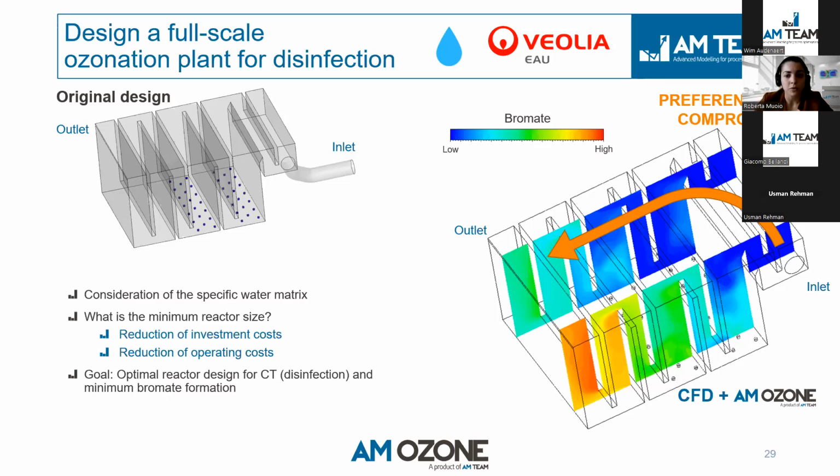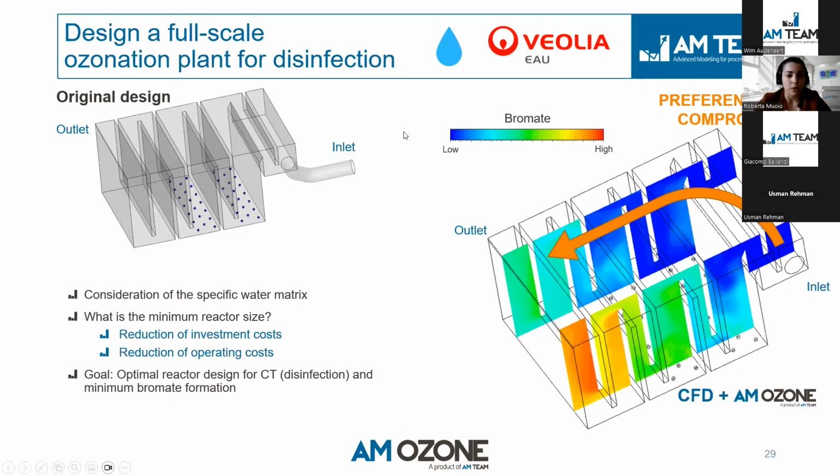So here on the right now, you see an image of bromate concentration displayed in 2 cross sections in the reactor. Blue means low concentration and red means high concentration, so a bromate hotspot. As you can see in this original design configuration, there is a preferential flow occurring, which will compromise the CT because you have an uneven distribution of your ozone in the reactor, and also leading to a hotspot of bromate formation on one side of the reactor with this red hotspot.